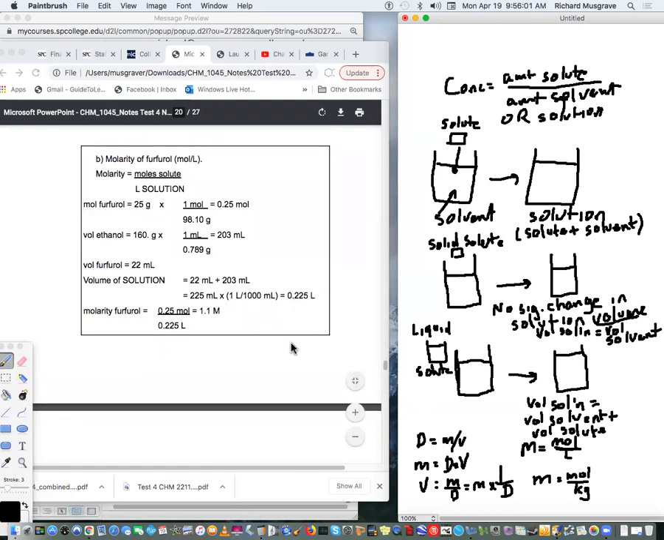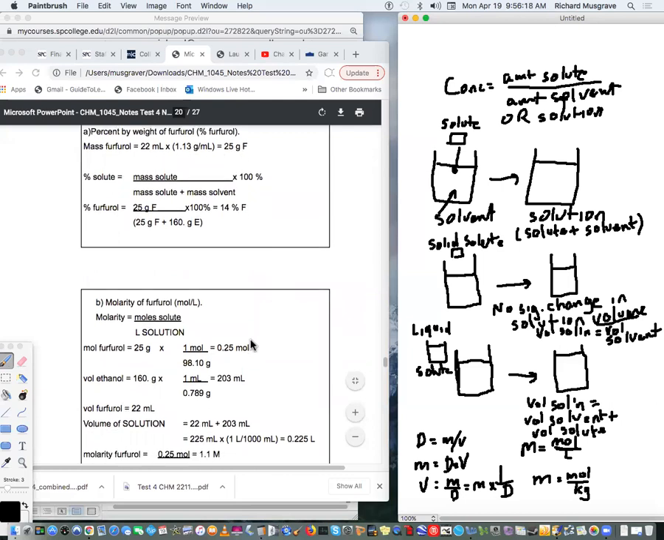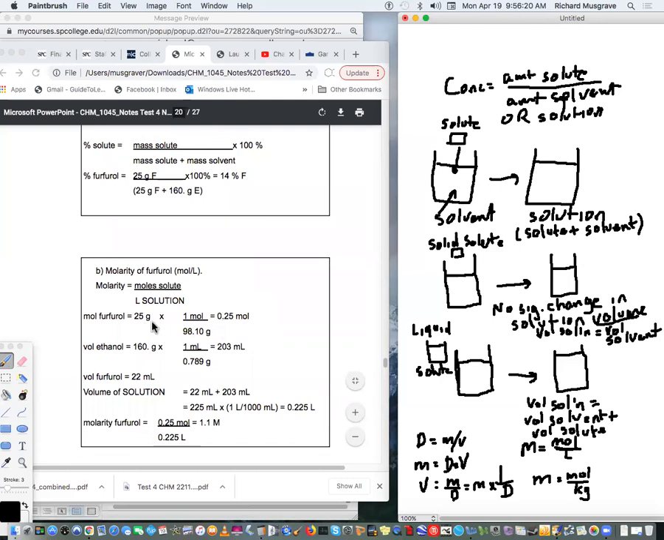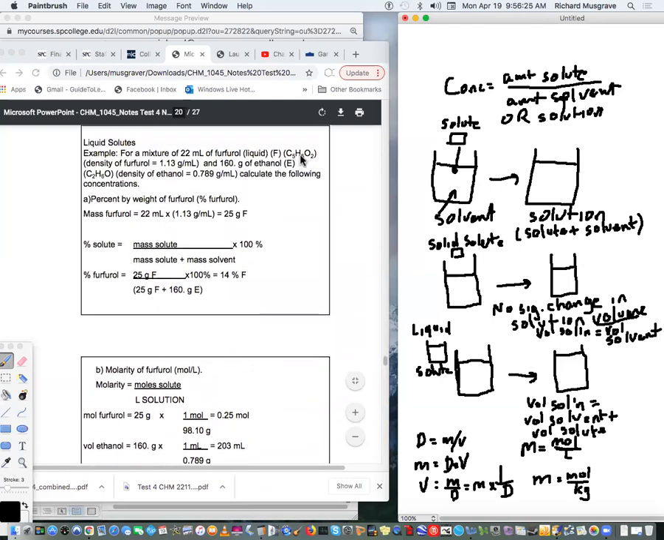All right, so this is the one that changes. This is the molarity of furfural. This was a bit different to the previous one. We do something similar at the beginning. We need to find the moles, so we take the mass that we got in the previous part of the problem up here. By taking the density multiplied by the volume, that gives us the mass of the solute, which gets converted into moles of solute, and we use for that, of course, the molecular formula, which is given up here, C5H6O2.